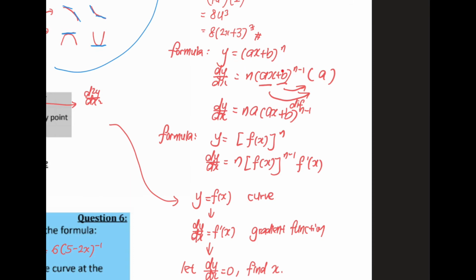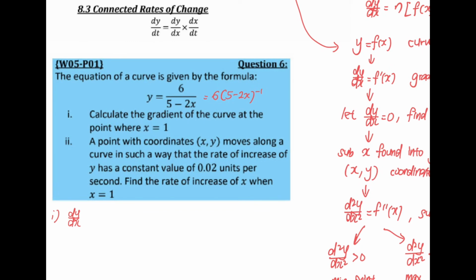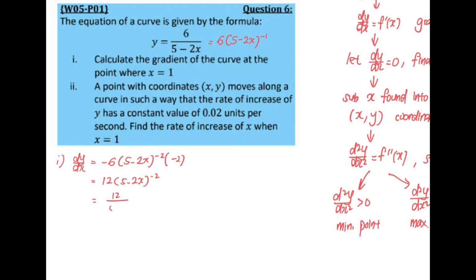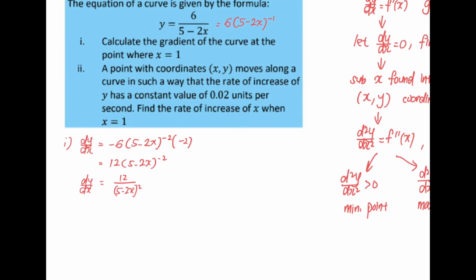Okay, so using chain rule is not my favorite. I'm going to use this formula straight away, it's faster. Based on that formula, the power -1 I bring in front, I get -6(5 - 2x)^-2, and then differentiate the bracket, I get -2. So at the end, I get 12(5 - 2x)^-2, which is 12/(5 - 2x)². So I get my derivative.